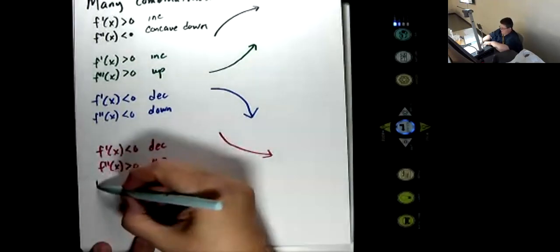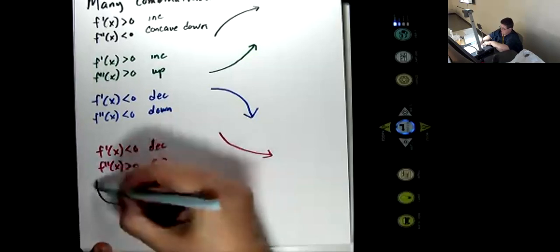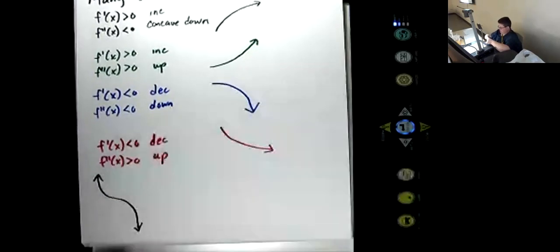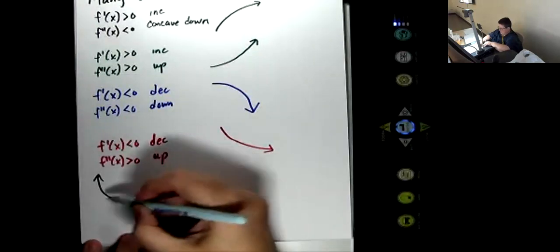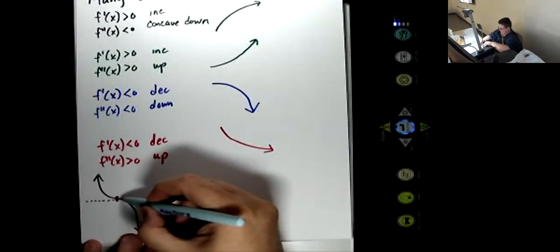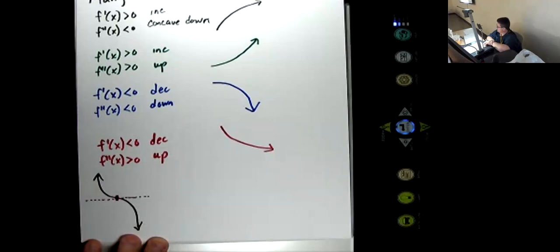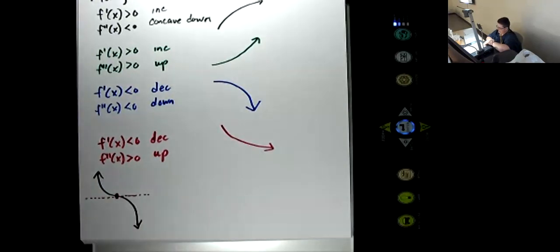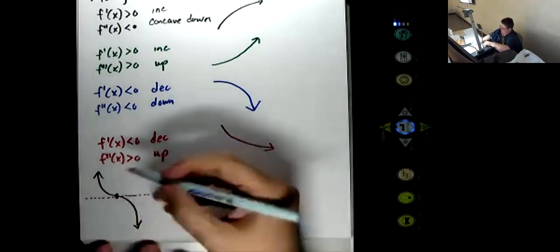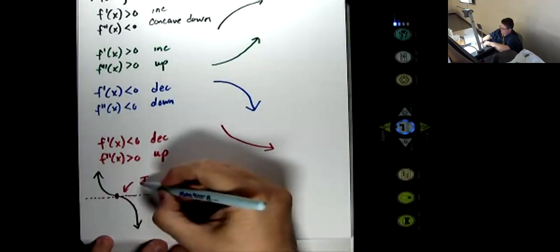So if we have something like this, right here, the concavity changes. The tangent line actually goes through it. So this is an inflection point.